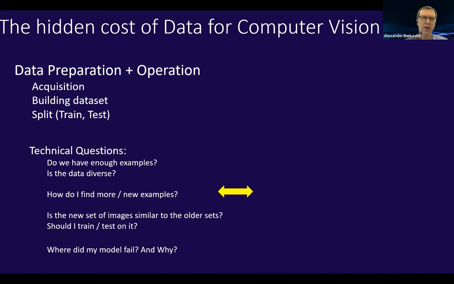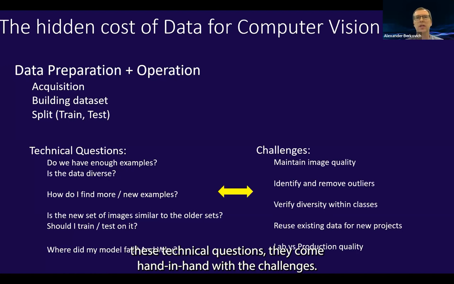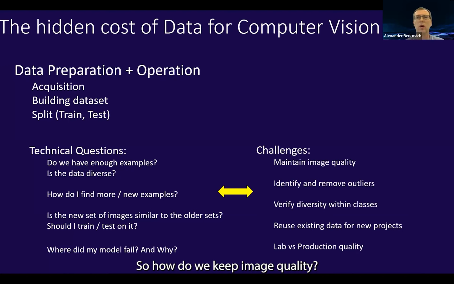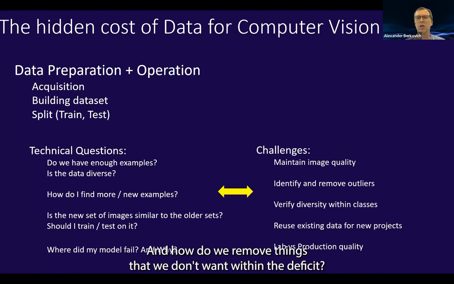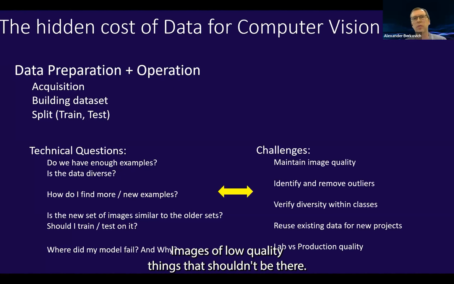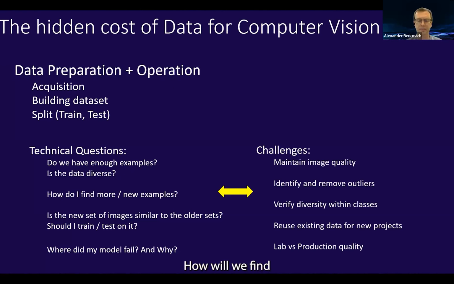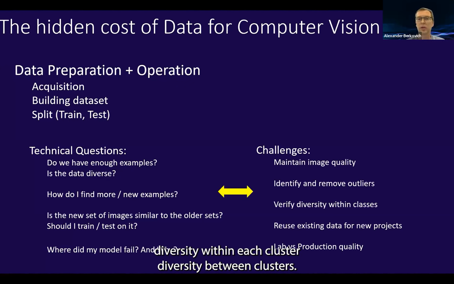Typically, these technical questions come hand in hand with the challenges. So how do we keep image quality? How do we keep the entire data set with relevant high quality? And how do we remove things that we don't want within the data set? Outliers, images of low quality, things that shouldn't be there. How will we find if the data set is balanced, whether or not we have diversity within each cluster, and diversity between clusters?